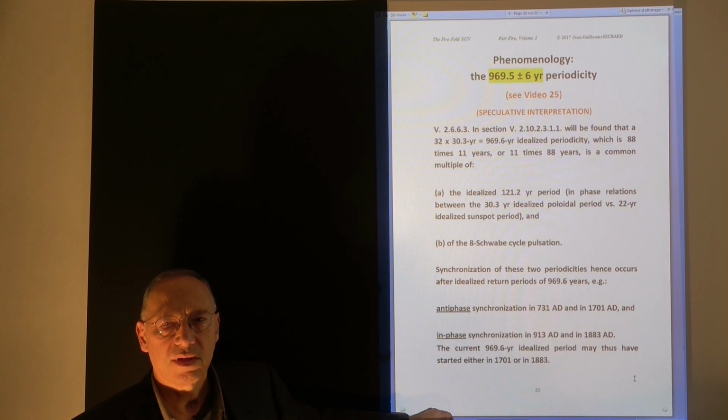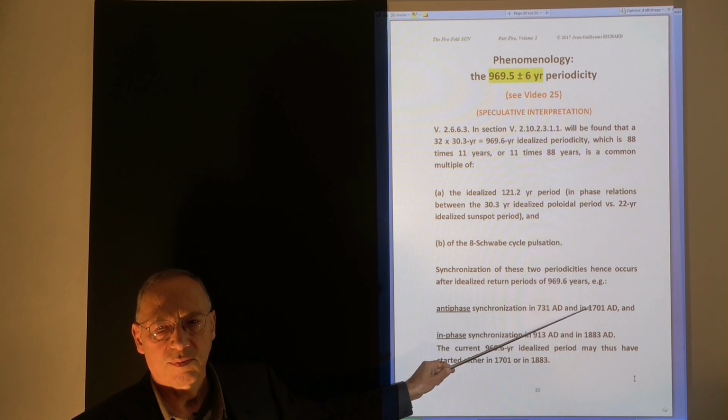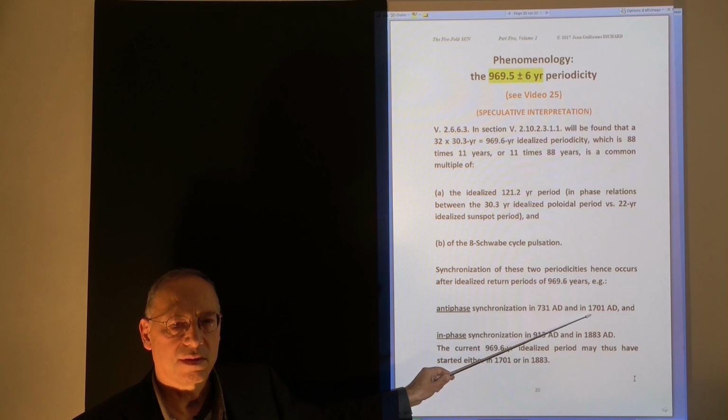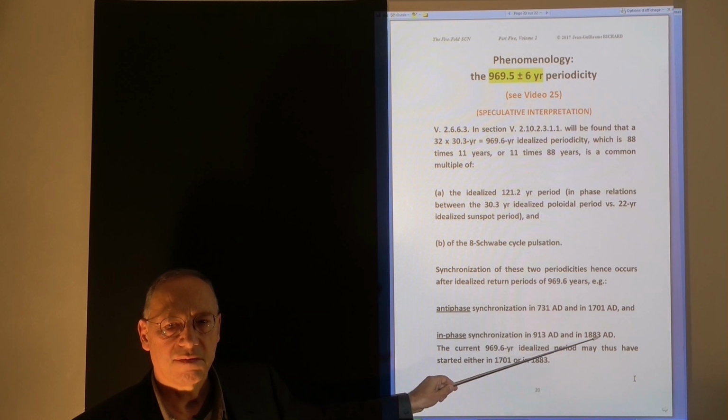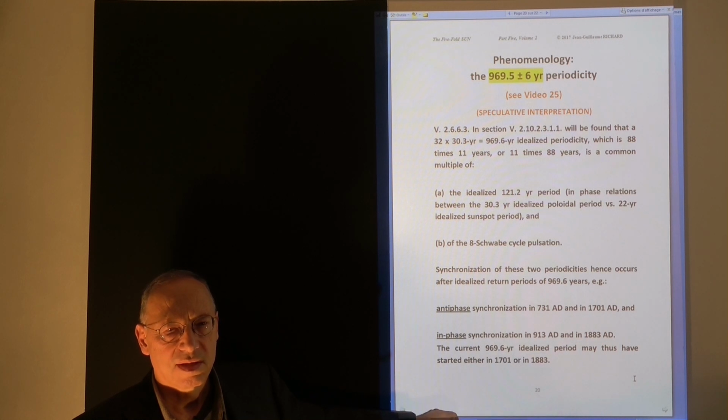The phenomenology of this periodicity, again, here is purely speculated. It is 88 times 11 years, the Schwabe cycle, or it is 11 times 88 years, the Hale Schwabe cycle pulsation. So there is a synchronization of these two periodicities over this length. Antiphase about 1701 of this era, and in phase about 1883 of the current era. This is very speculative and preliminary.